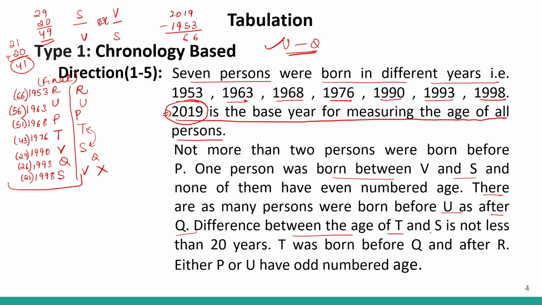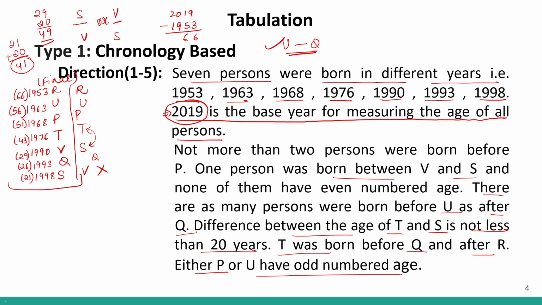The difference between the age of T and S is not less than 20 years. So over here, the difference between T and S is almost 22 years. So not less than 20 years. Okay. T was born before Q. So over here, T is born before Q and after R. So that is also being satisfied.